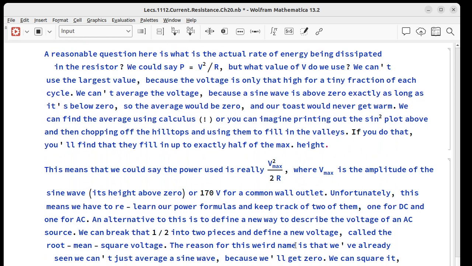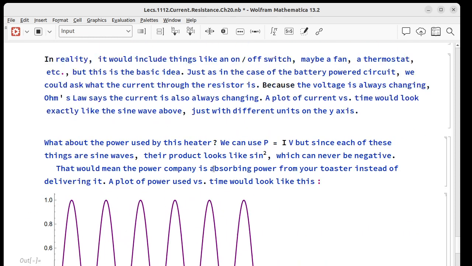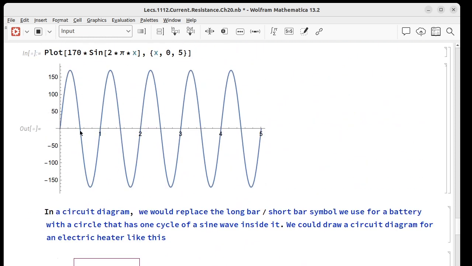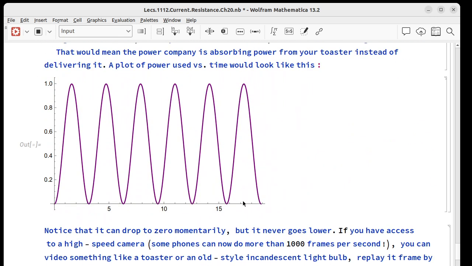Now, a reasonable question is, what's the rate of energy being dissipated in the resistor? It's easy enough to say V squared over R just like it was before, but what value of V should we use? We can't use the largest value because the voltage is only 170 volts for a tiny fraction of a second. We can't average the voltage because the sine wave is above zero exactly as much as it's below zero. So if we averaged it, we'd get zero, and we know your toaster doesn't operate for free.